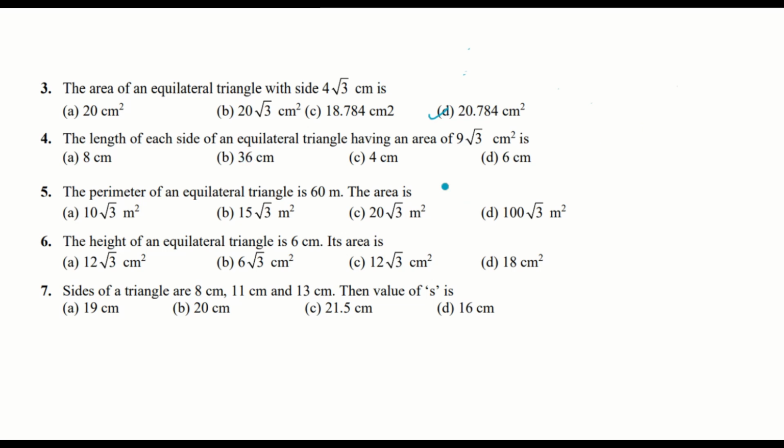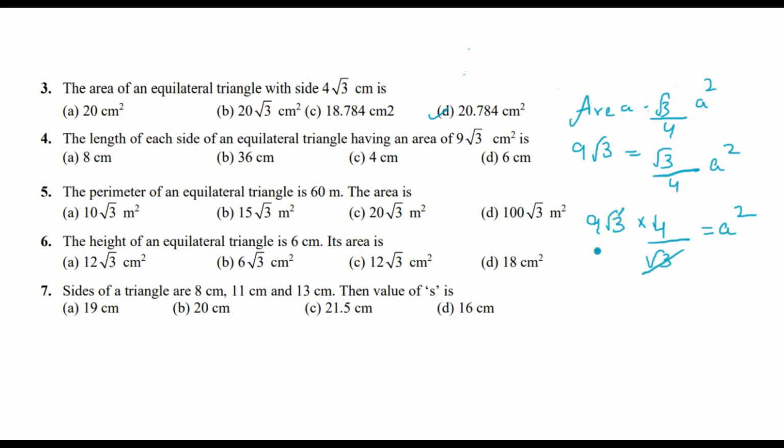The length of each side, area is given, so let's substitute in the formula. Area is equal to root 3 by 4 a square. Here the area is given as 9 root 3 and the side is missing, we have to find the side. So to find the side, move this root 3 by 4 to the left side, so it comes as 4 by root 3.